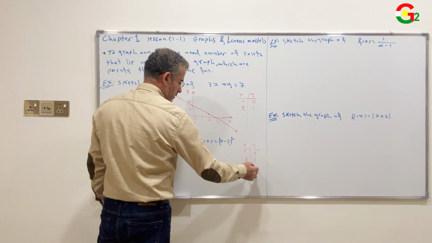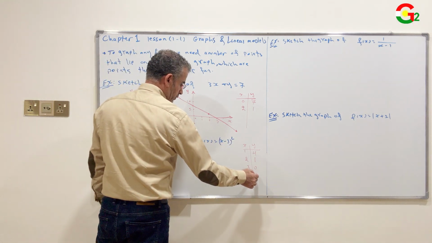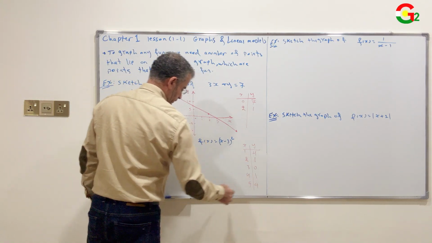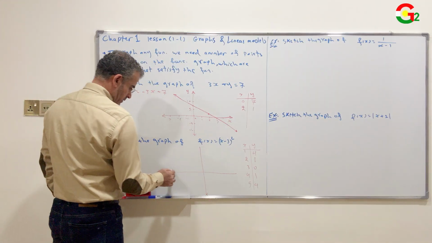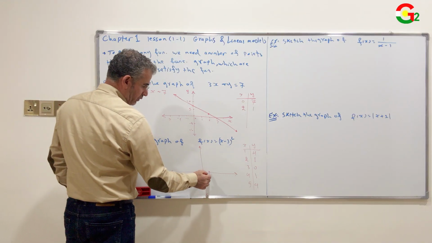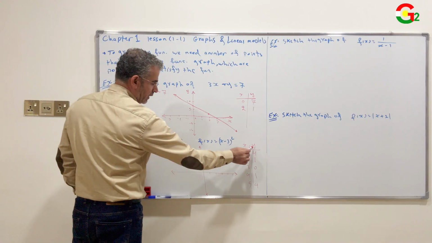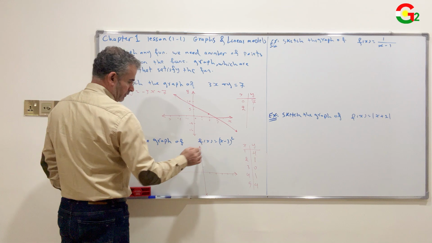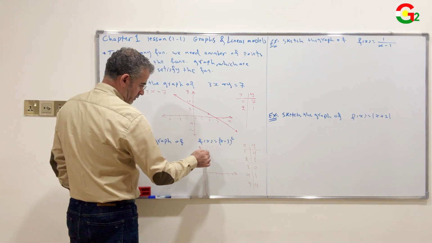3 minus 3 is 0, to the power 2 is 0. 4 minus 3 is 1, to the power 2 is 1. 5 minus 3 is 2, to the power 2 is 4. Now I draw my axes. X from 1 to 5: 1, 2, 3, 4, 5. And y from 1 to 4: 1, 2, 3, 4. When x equals 1, y is 4.